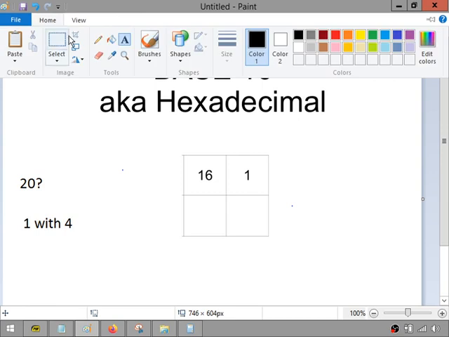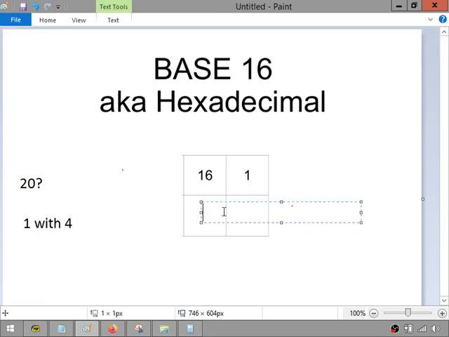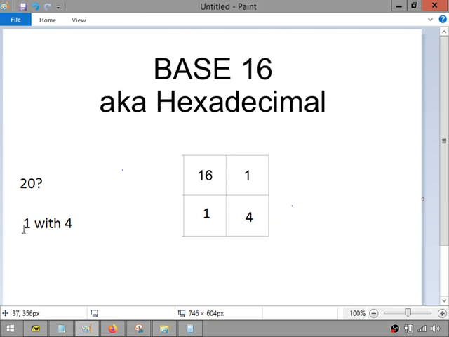So that's just going to be 1 and 4. So there you go. We can fit 1 16 in there with 4 ones left over. Easy peasy. Let's try a more complex example.